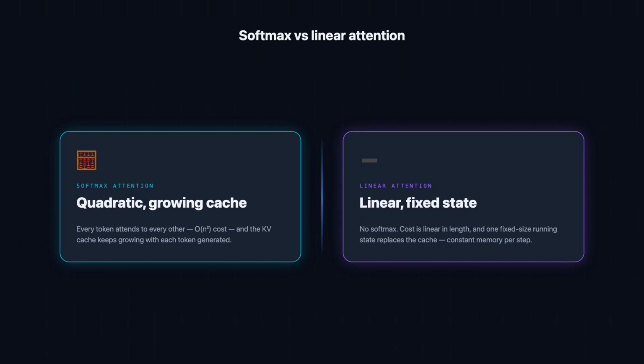Linear attention rewrites the whole thing without the softmax. Cost becomes linear in sequence length, and instead of a growing cache, the model carries one running state of a set size, so memory per step stays constant during generation.